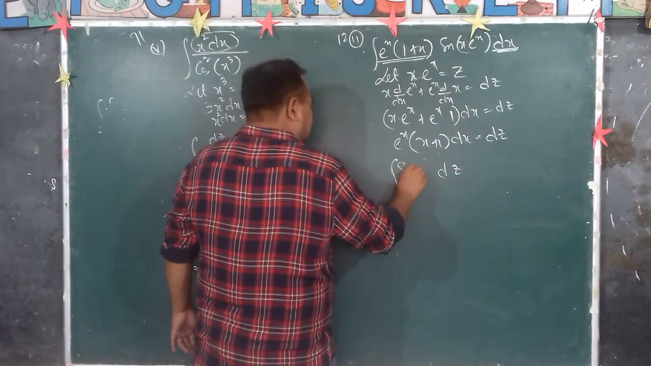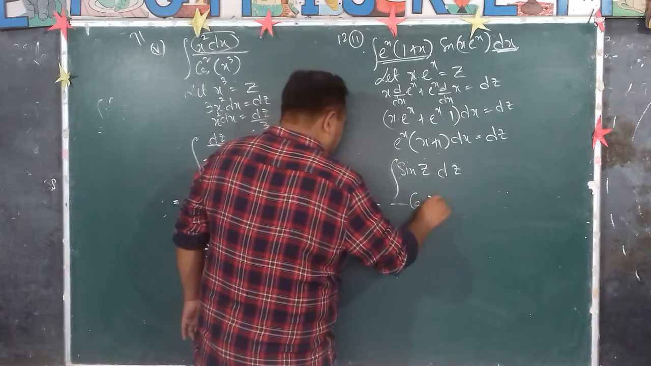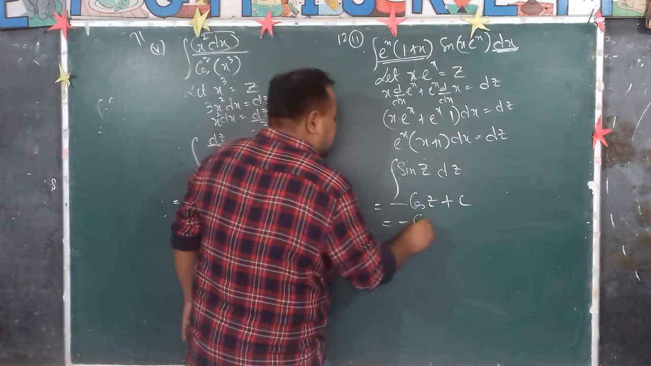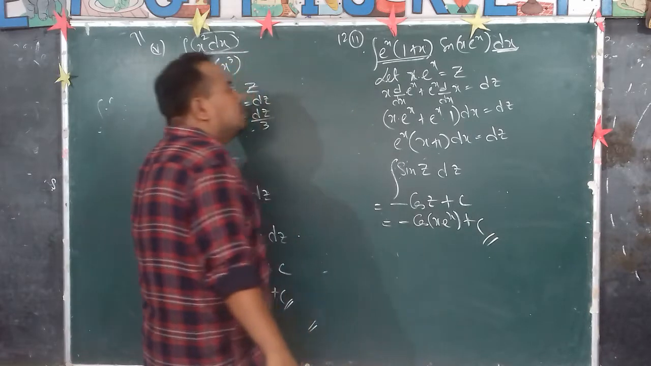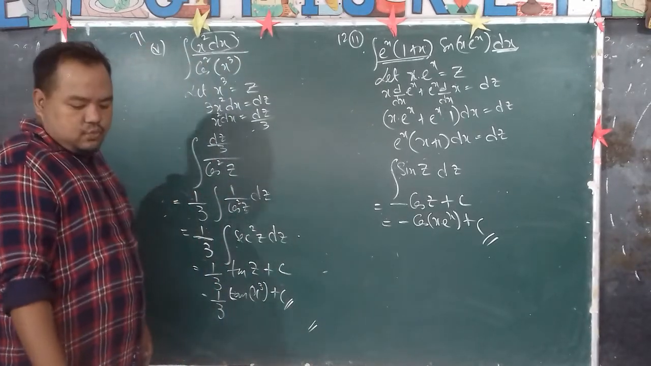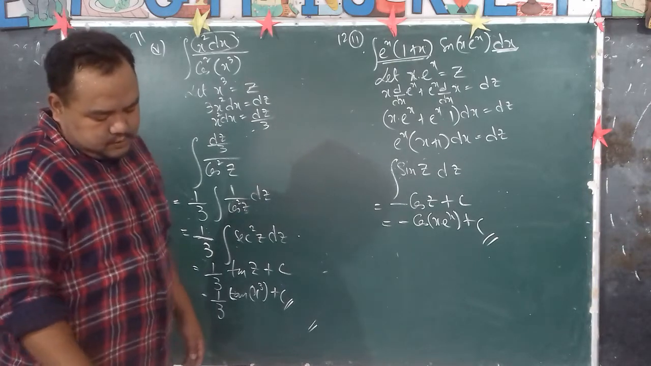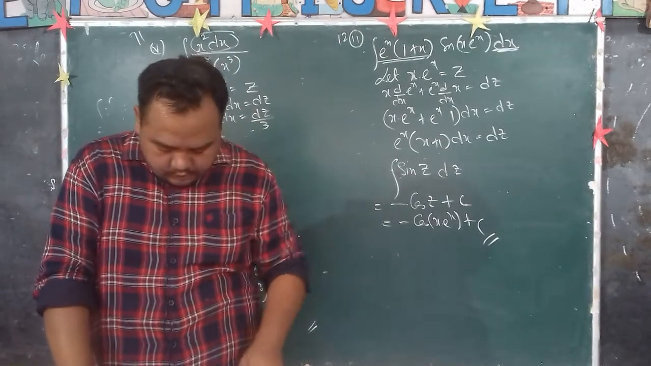So you are left with sine of x e to the power x, which is z. So the integration of sine z is minus cos z plus c, so it equals minus cos, what's the value of z? x times e to the power x, plus c. So this is how you solve question number 12, subdivision 2. Is that clear?